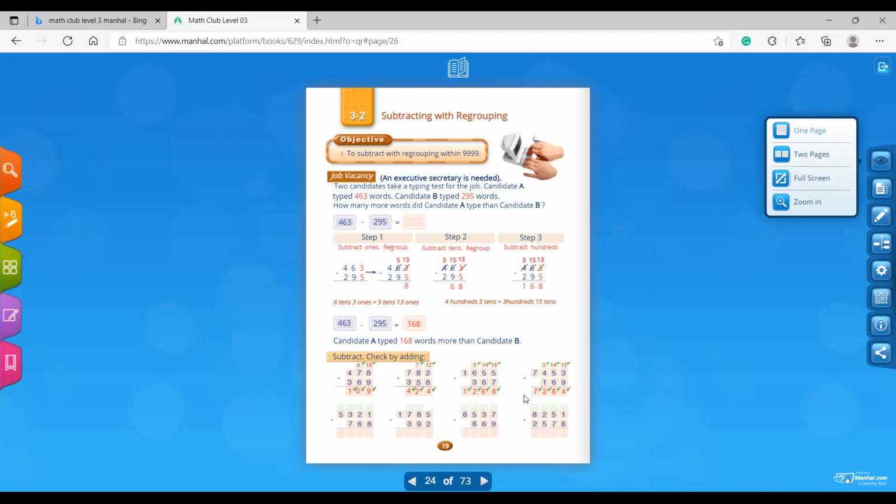Now you have to solve these questions by yourself. Okay? Solve it by yourself and show me the answers. You will have a homework for the next lesson. Page number 20 is a homework. If you have any question, please contact me and ask me anything you want.